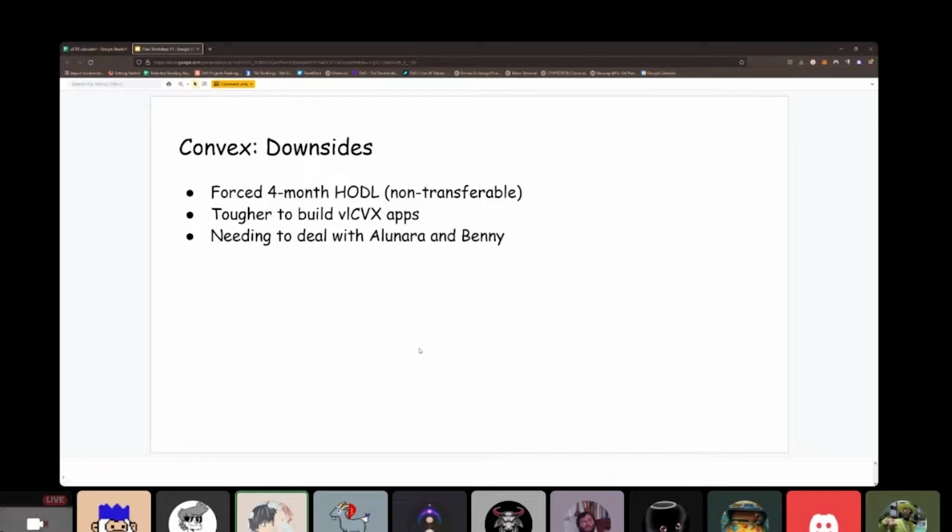One of the downsides of VLCVX is that once you lock your CVX with Convex, you have to keep it there for 4 months. There's no way to transfer it, because the token is just a balance within Convex's contract, and they don't have any methods which would enable you to transfer the tokens. Because that's the case, it's also tougher to build apps for VLCVX, since apps wouldn't be able to custody your tokens and enable you to do other things with it, right?